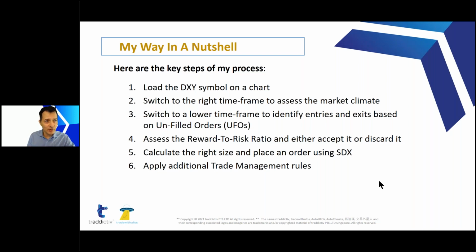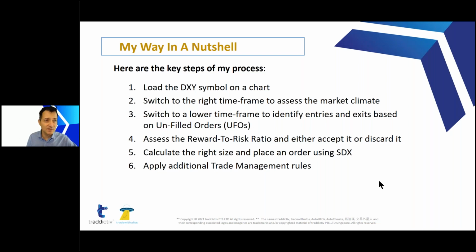Once you know it's time to trade and you know it's time to be a buyer or a seller of the dollar index, you would then switch, step 3, to a lower time frame to identify your entries and exits. Which is the price at which I buy, which is the price at which I sell, in case I'm right. But what about in case I'm wrong and the market goes against me? So what is the price at which I sell and get out of a trade for a small loss? We're going to do that using those UFOs, which I'm about to illustrate on the charts.